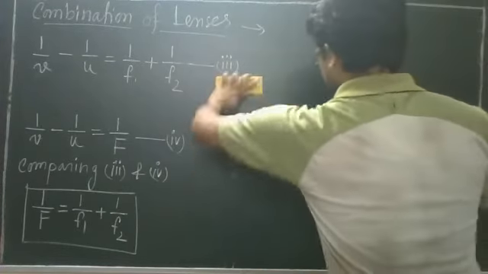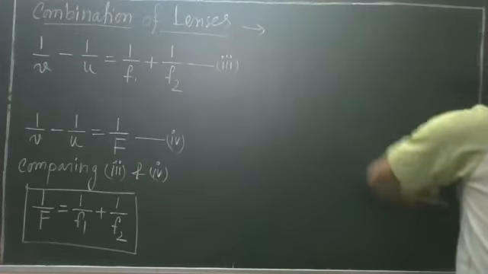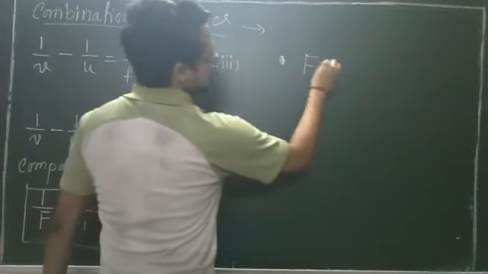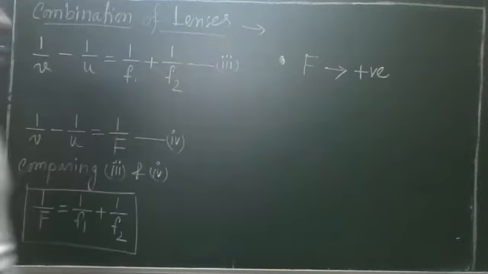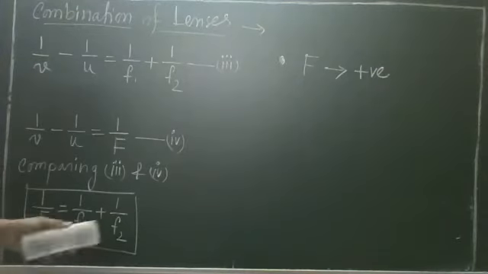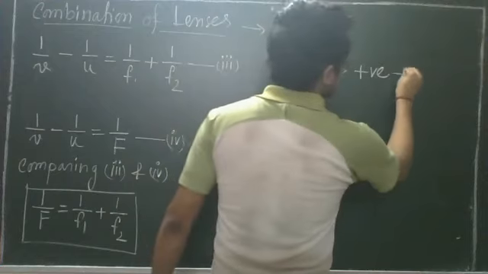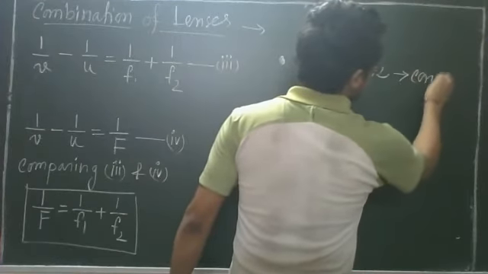Now, suppose the final focal length, capital F, is positive. If capital F is positive, that means the lens combination will behave as a converging lens.